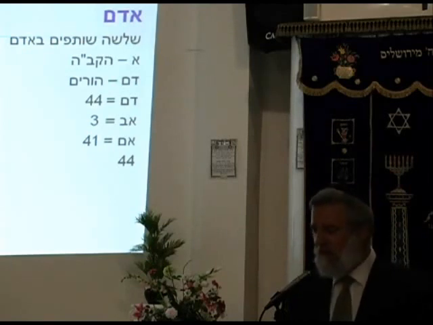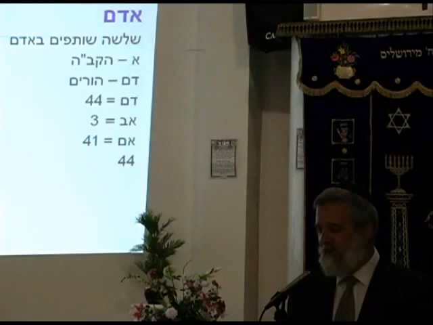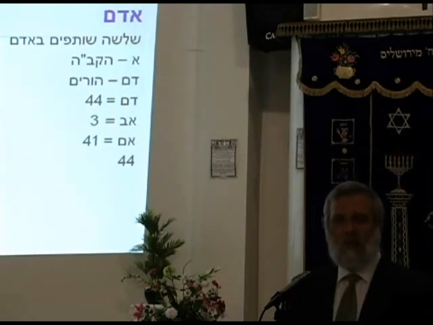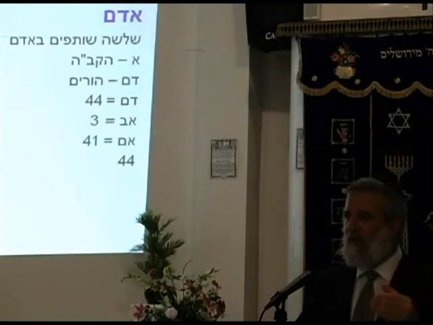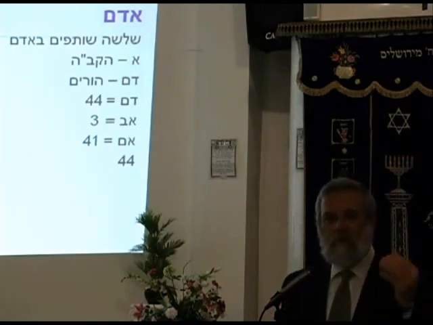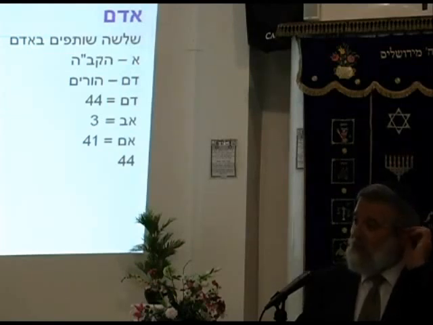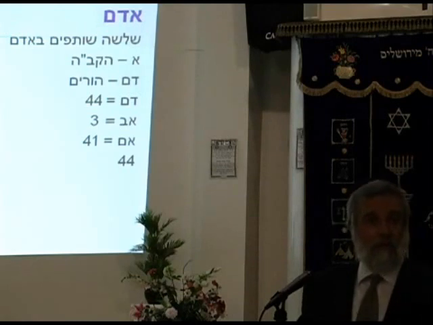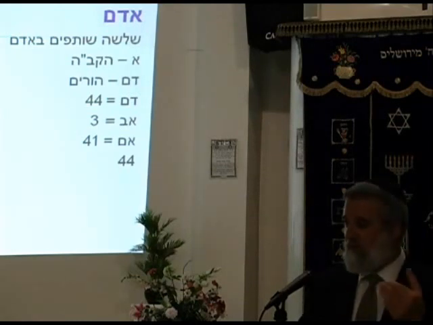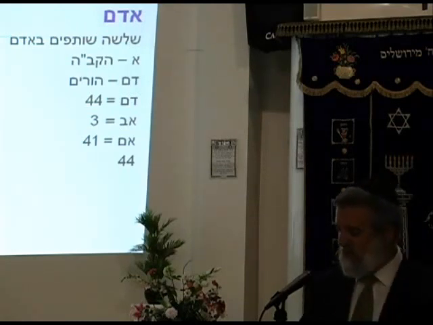What's the gematria, the numerical value, of Dam? 44. Av, father, Aleph Bet, is 3. Em, mother, is 41. 41 and 3 is 44. You see? So we've spoken about the layer of gematria, numerical values, which we'll talk about a little bit now too. The Torah definitely has meaning if you look at the various layers, including numbers or the equivalent of a particular word in its numerical value.